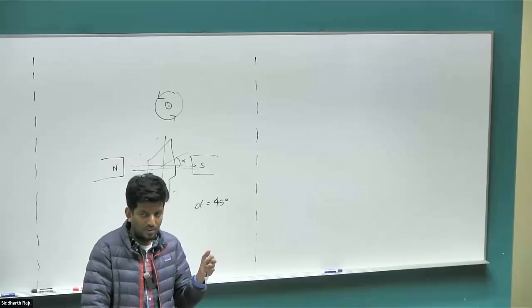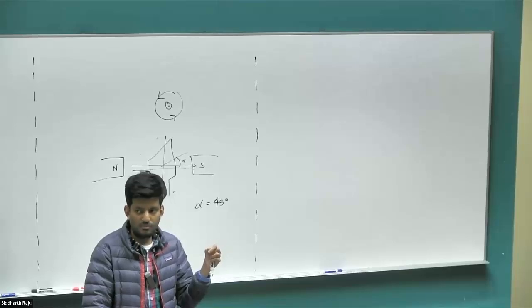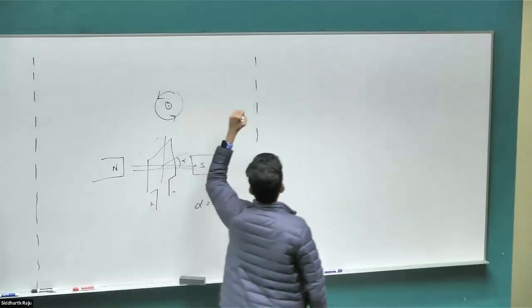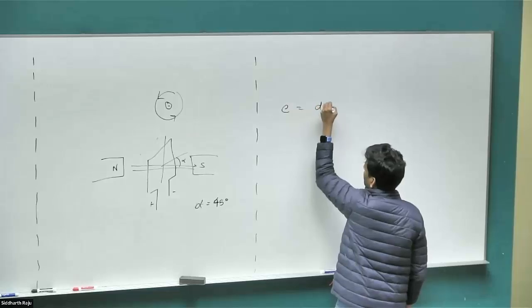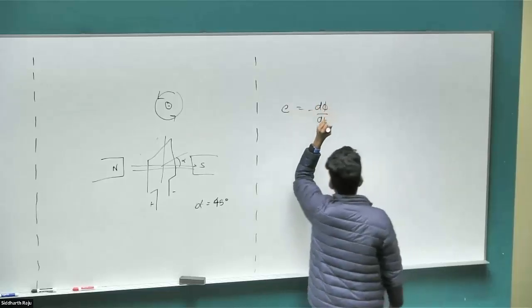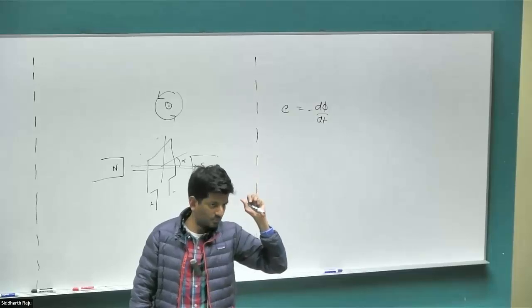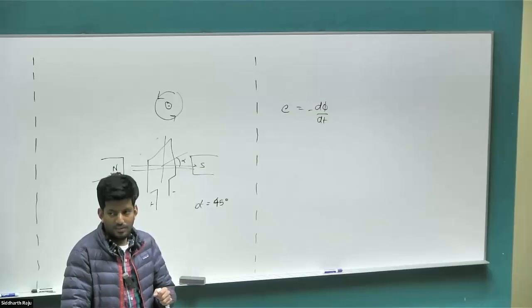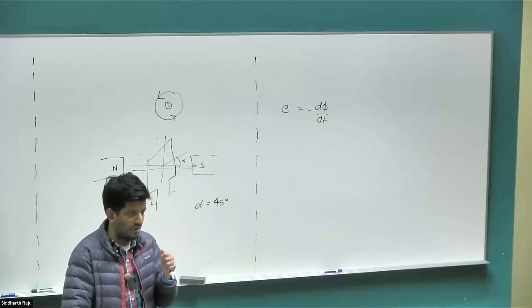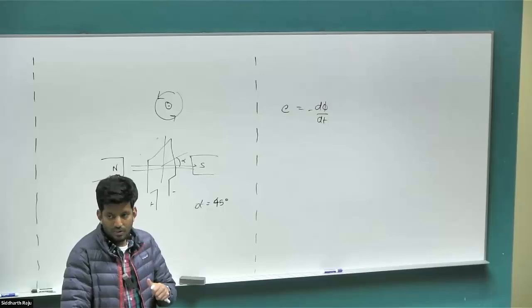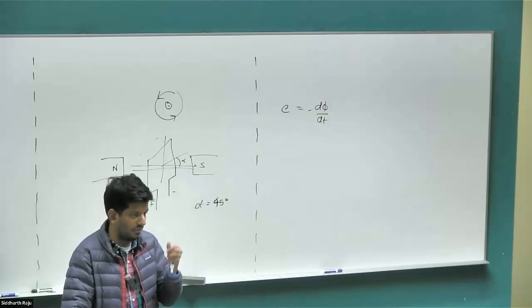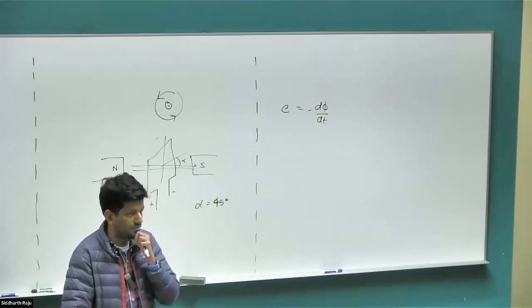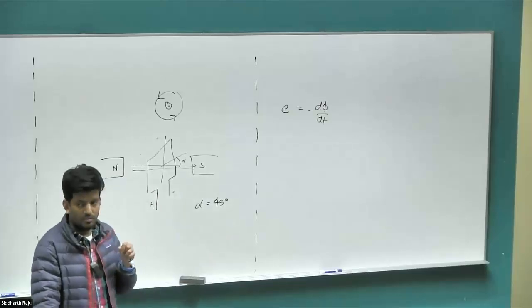Anybody else? What is the relationship between EMF and flux? E equal to d phi by dt. Is that it? Perfect. And what does that minus sign signify? What was the reason we put in that minus sign? The Lenz's law, right? What does it say in simple terms? Opposes the change in flux.